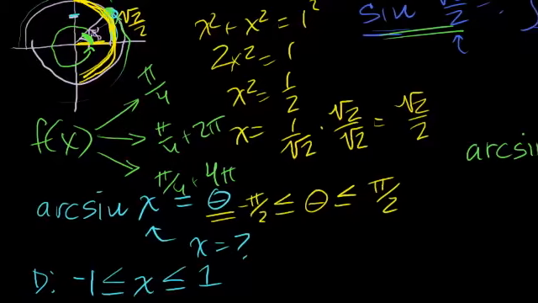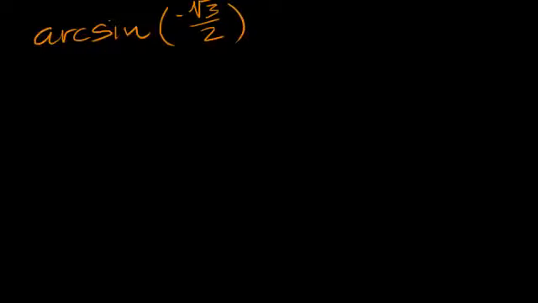Let's do another problem. Let me clear out some space here. Let me do another arcsine. So let's say I were to ask you what the arcsine of minus square root of 3 over 2 is. Minus square root of 3 over 2. Now you might have that memorized. You say, oh, I immediately know that sine of theta is square root of 3 over 2, and you'd be done. But I don't have that memorized.